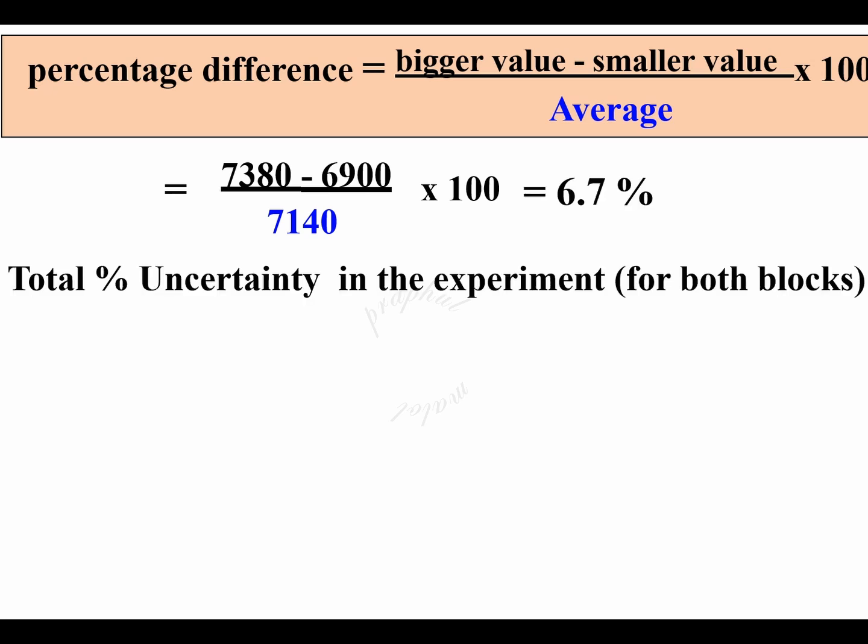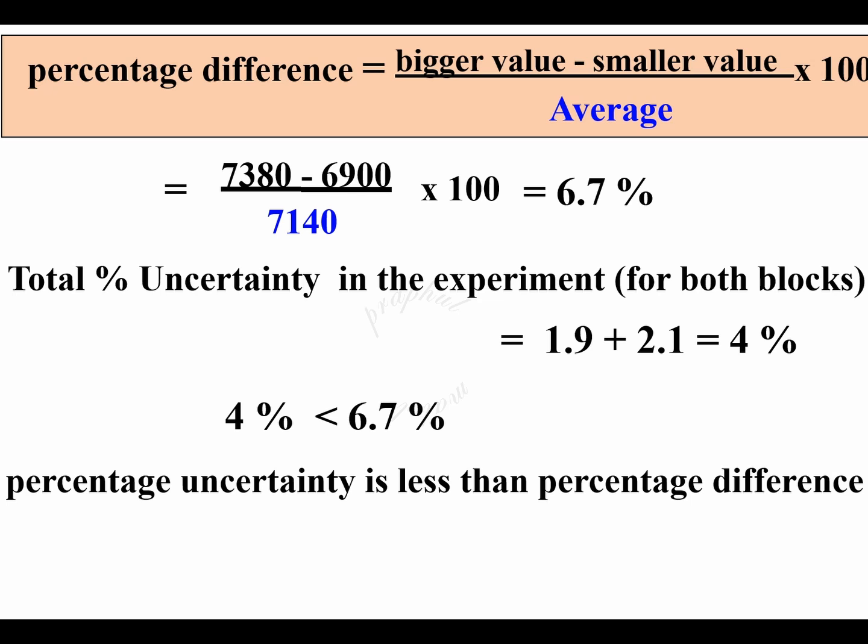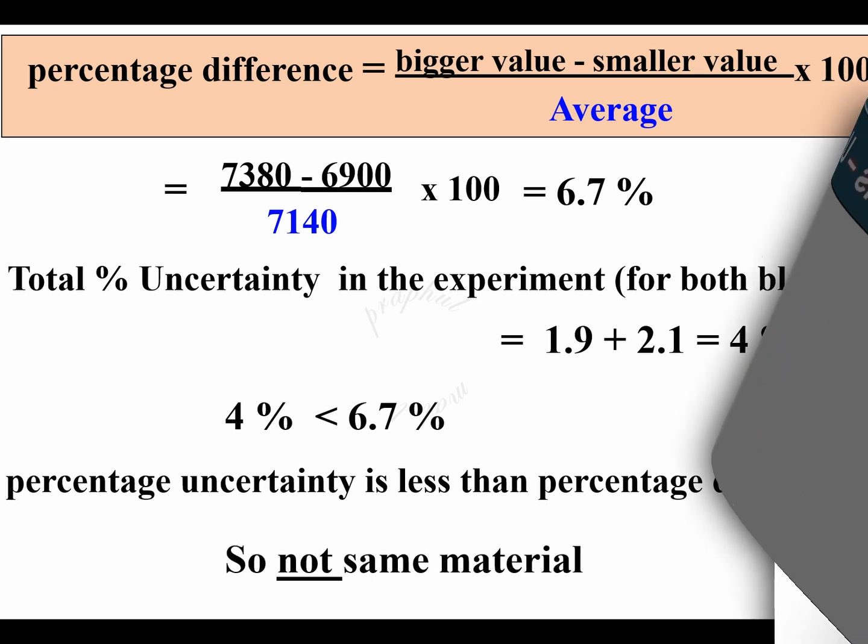Now what you are going to check is what is the total percentage error. For getting the first density, there was an error of 1.9%. Then there is 2% for the second density. The total is 4% error. Now we are going to check whether this 4% error can justify 6.7% difference. No, the difference is much bigger than the error. So what you conclude is they are not actually the same material.